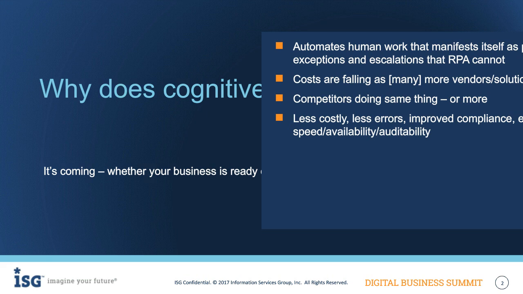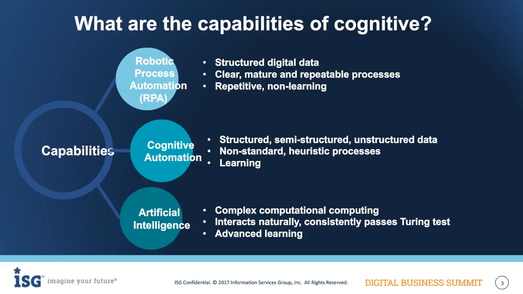This is all part of a general automation play. So let me stop there, and let's move on to the next slide, and let's dive into what are the capabilities of cognitive. So I think, again, it's always good to level set. We do this all the time with our clients as well.